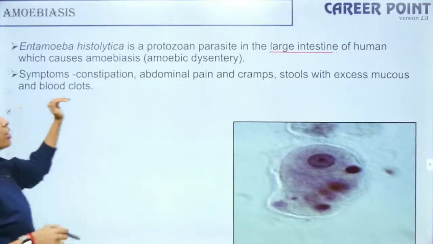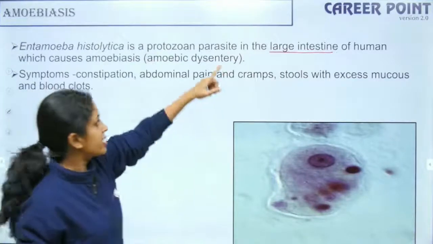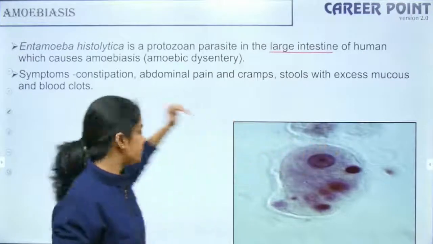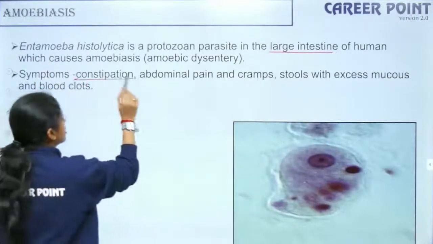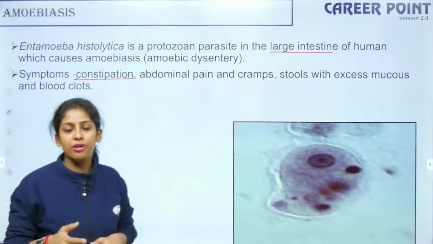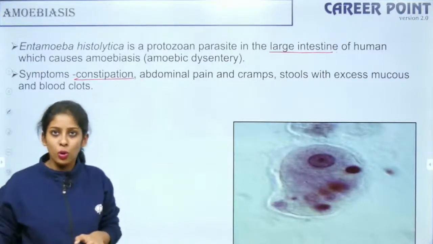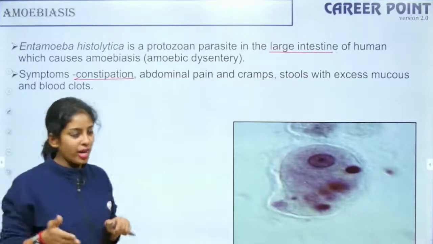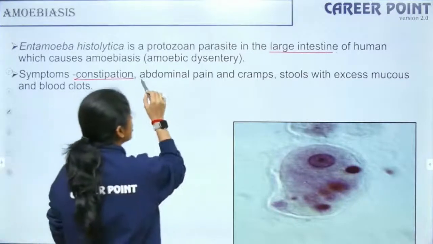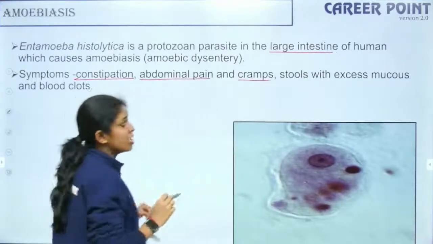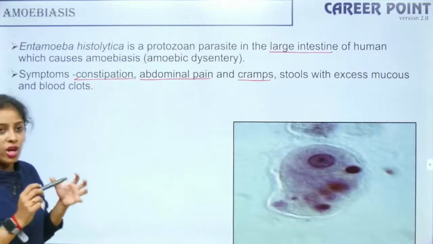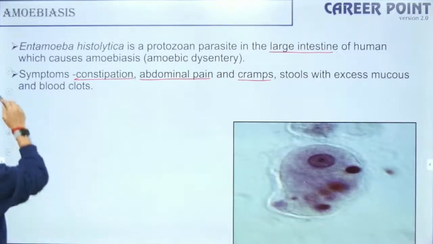The symptoms include constipation. Hold on, it is affecting your large intestine, so we are going to relate the symptoms. Yes? Okay, so first is constipation. Suppose imagine after exams you went out and had all the street foods which were half cooked, which were oily and all, right? So it can lead to constipation. When you have constipation, it leads to abdominal pain and cramps, stools with excess mucus and blood clots. So these are the symptoms of your amoebic dysentery.